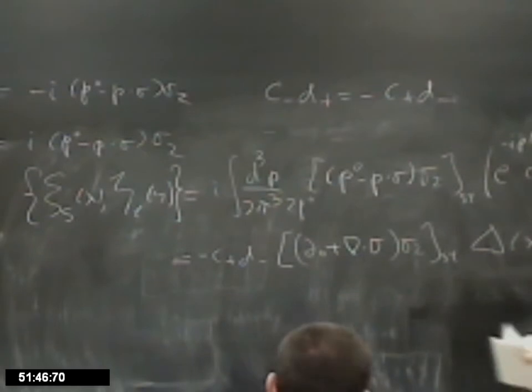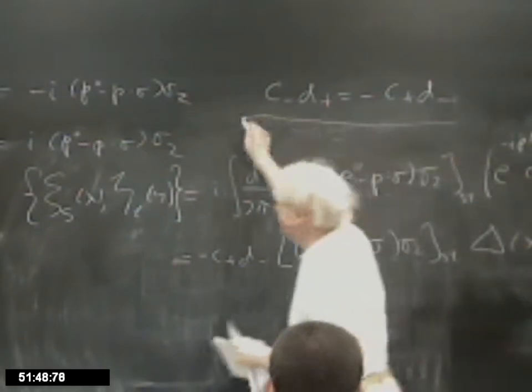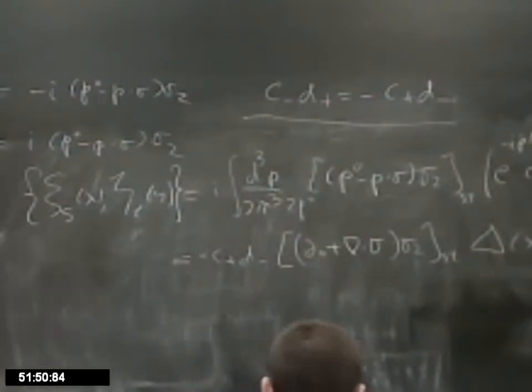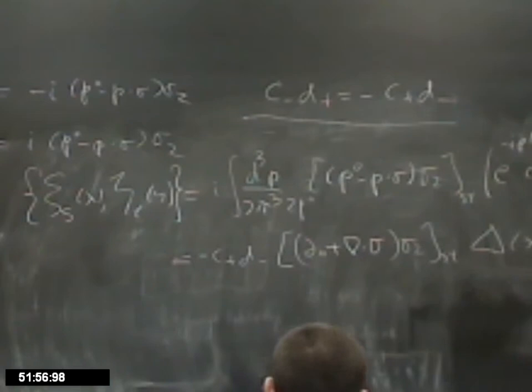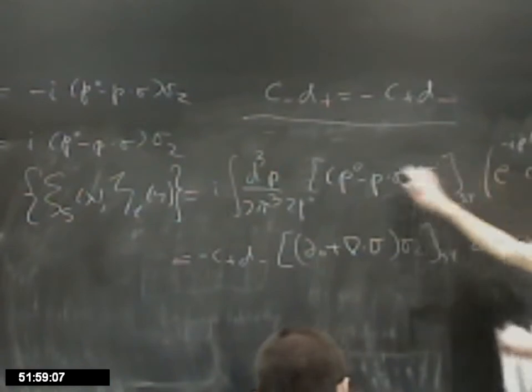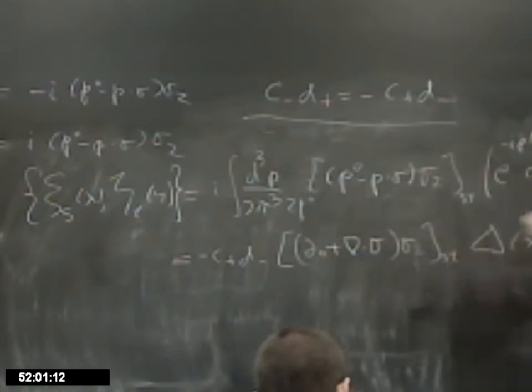And again, we get the advantage of space-like separation. So we get a real constraint here. Why do we want C minus D plus to be minus C plus D minus? Right. Because when we turn this into a derivative, that puts an extra minus on it.